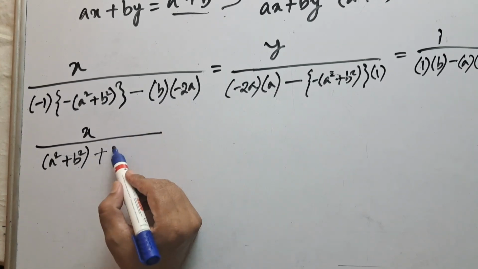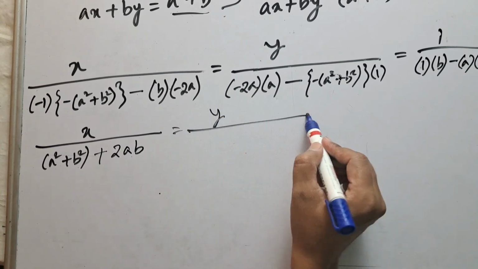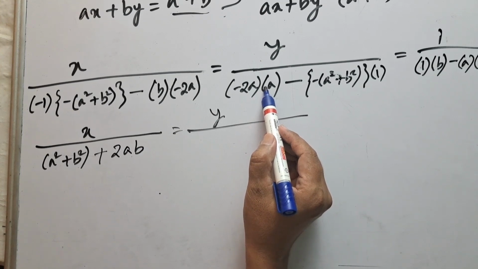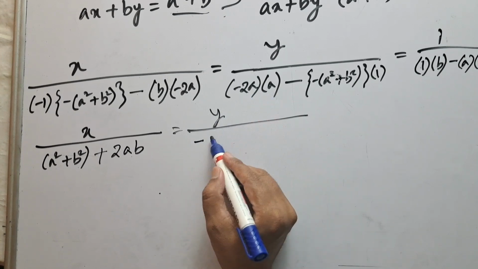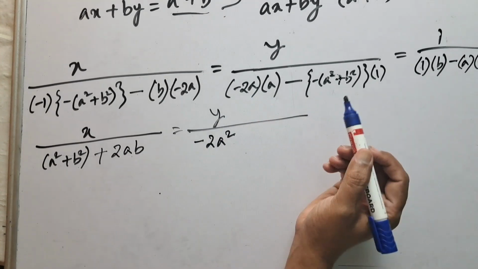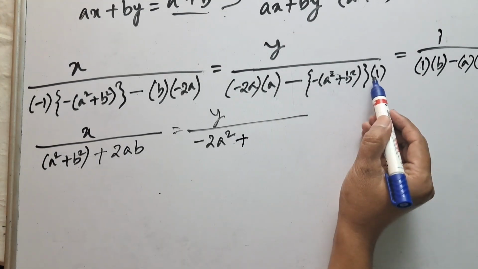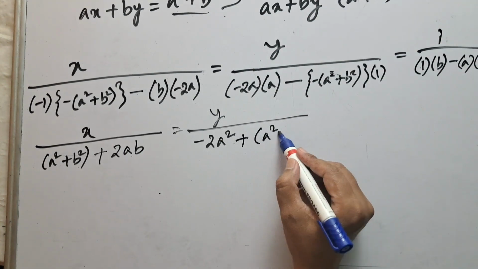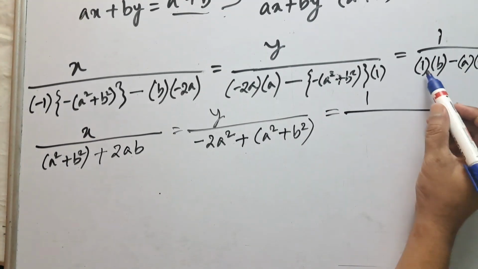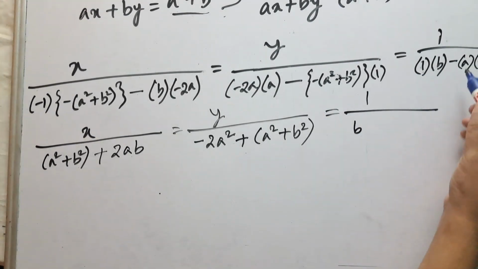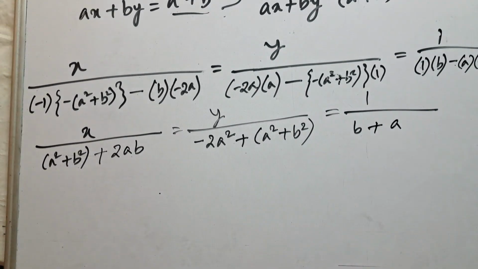b into 2a is 2ab, equal to y upon, so no sign before a means plus sign, so minus into plus is minus, 2a into a is 2a square. Here minus into minus is plus. Okay, a square plus b square into 1 is a square plus b square, isn't it? Equal to 1 upon, 1 into b is b, minus into minus is plus, a into 1 is a. Okay.